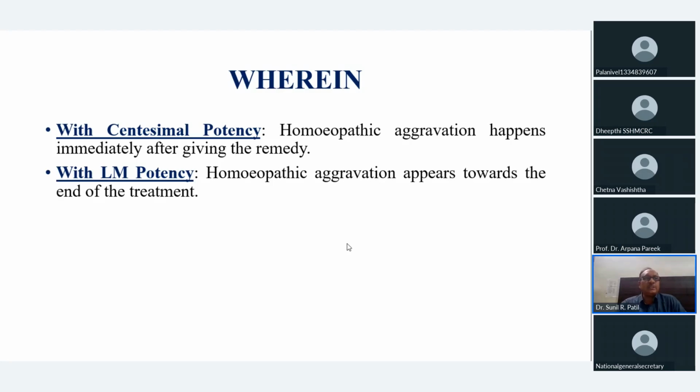Physicians should always know what exactly the difference is between the centesimal scale potency and the LM potency. With the centesimal scale, when the potency is given to the patient, immediate aggravation occurs. But when the LM potency is given, the aggravation ratio is very low as compared to the first aggravation.